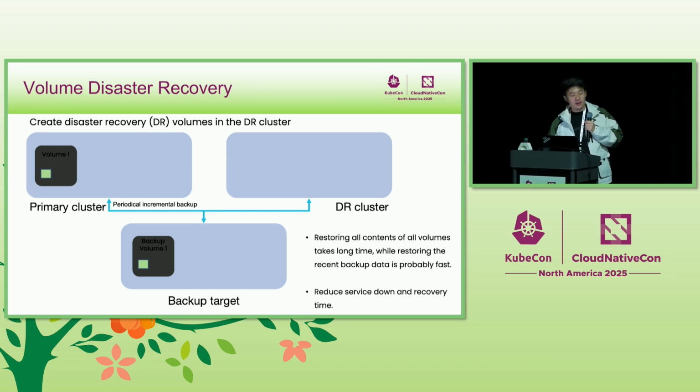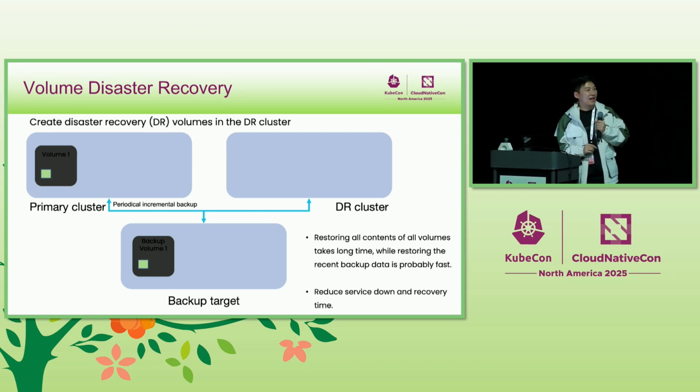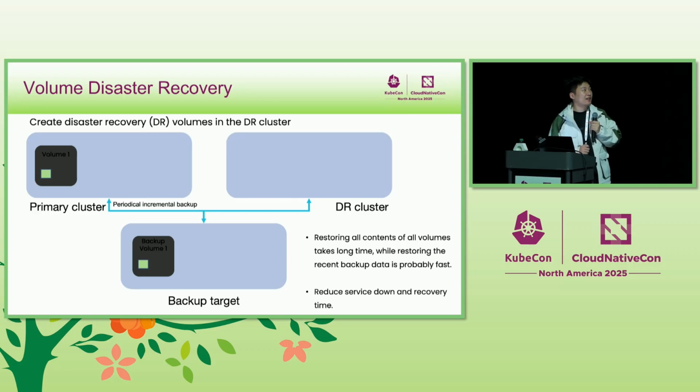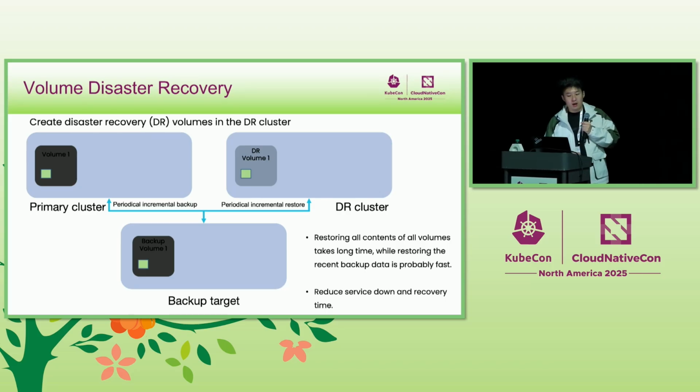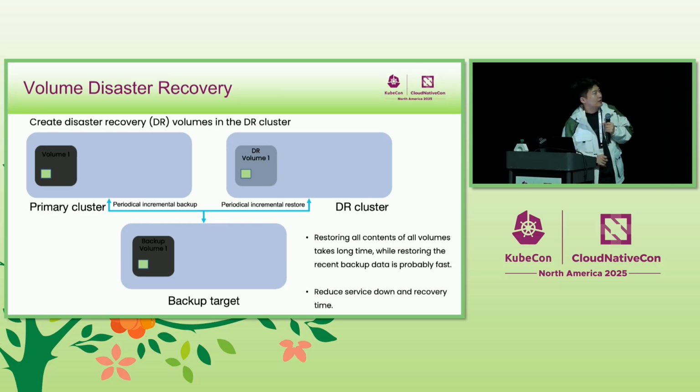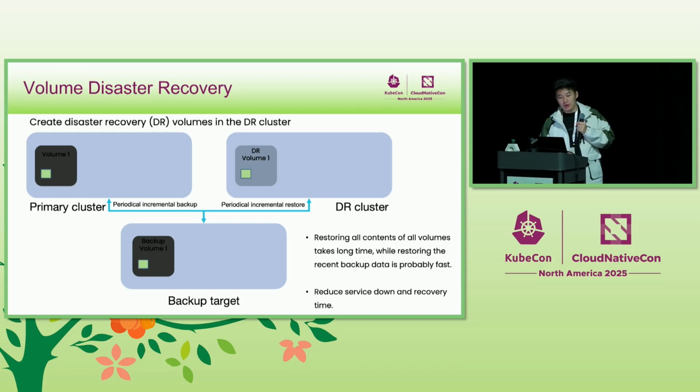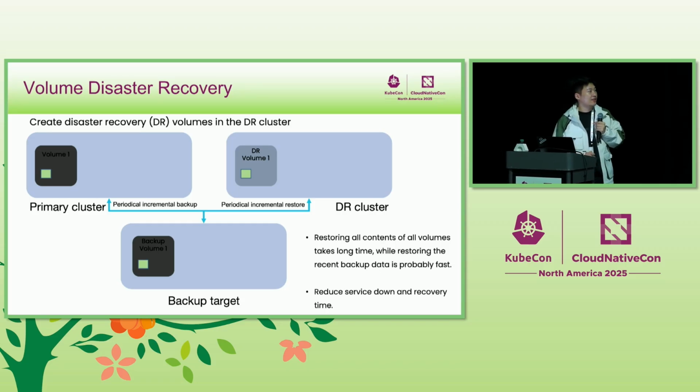And then we can launch another, let's say, secondary or disaster recovery cluster, maybe in another data center, for the backup, and create a special volume named disaster recovery volume that periodically monitors and fetches the latest data from the backup volume. So here, both the primary and DR cluster are pointing to the same remote backup target.